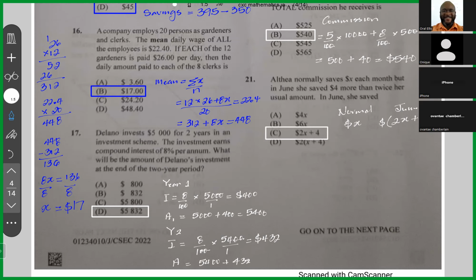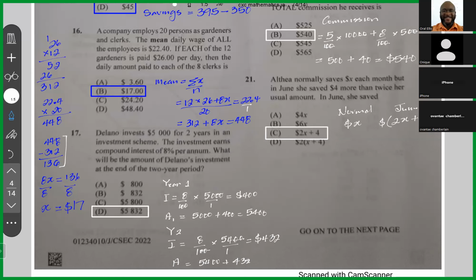So what I did next is I cross multiply. If I have one fraction equal to one fraction, and I want to get rid of the fraction, I cross multiply. Now 12 times 26 is 312. When I cross multiply, 20 times 22.4 is 448. I then solve this equation, take away the 312, it goes over and becomes negative, so it's 448 minus 312. And then now I have 8x is equal to 136.